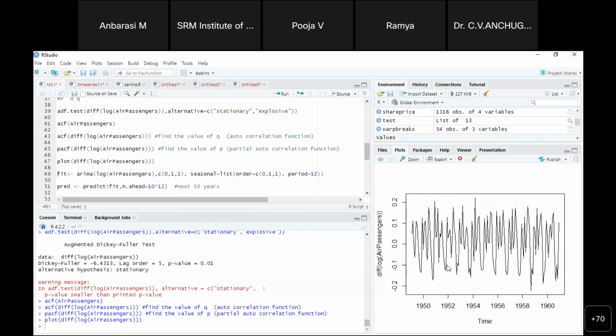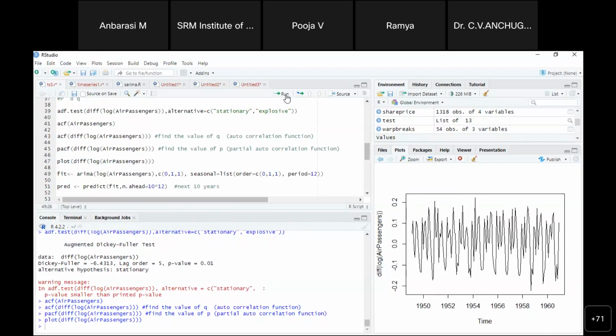Once you plot the graph, now you see the mean value will be 0. So whenever you find the difference, what will happen? The mean value is 0 and the variance is stable. There is no uptrend or downtrend. So from this we can say that the given data set is stationary.